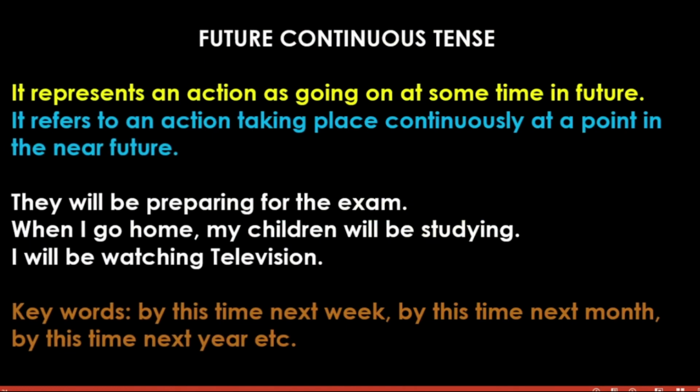So, future continuous tense represents an action as going on at some time in future. It refers to an action taking place continuously at a point in the near future. Example, they will be preparing for the exam. When I go home, my children will be studying. I will be watching television. So keywords for this tense: by this time next week, by this time next month, by this time next year. So by this time means in the same time, by that time next year or next week, some action will be going on.